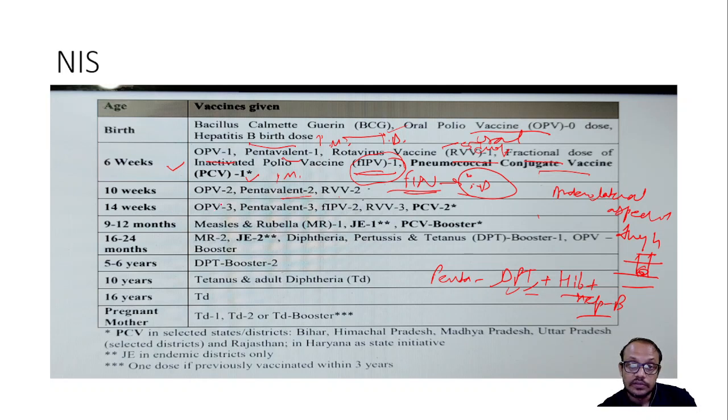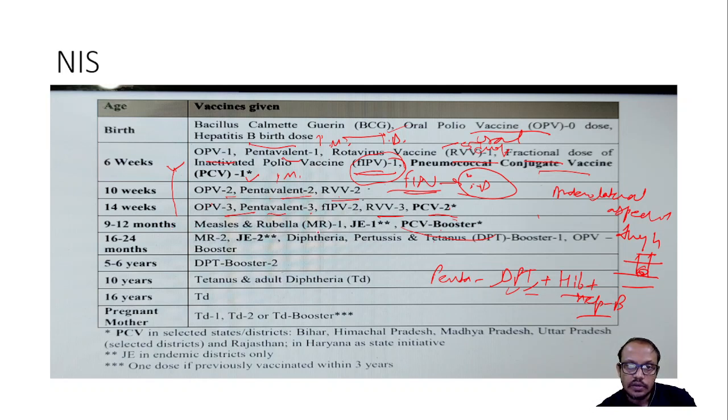At 14 weeks, there is a 1 month gap in all 3 doses: OPV 2, OPV 3, pentavalent 2, pentavalent 3, rotavirus 2, rotavirus 3. After PCV at 6 weeks and 14 weeks, the PCV booster is given at 9 months. So PCV is given like that: 6, 14 and booster. OPV 1, 2, 3, pentavalent 1, 2, 3 and rotavirus 1, 2, 3 are at 1 month intervals. Fractional IPV at 6 and 14 weeks only, intradermally.